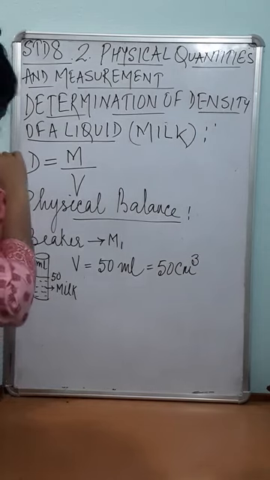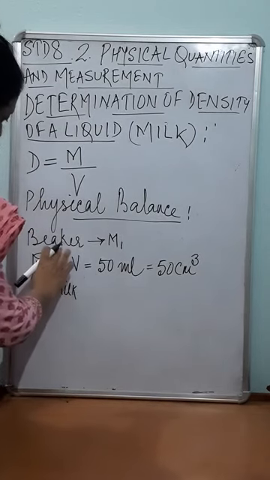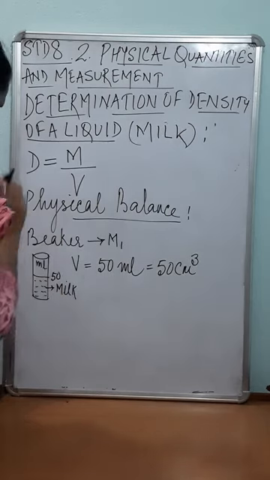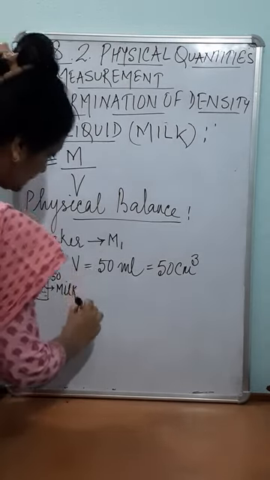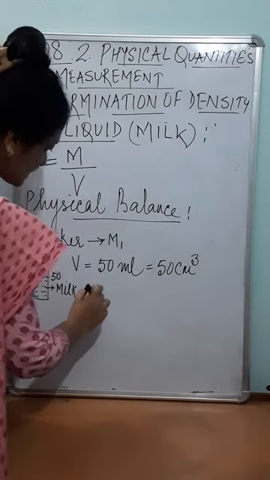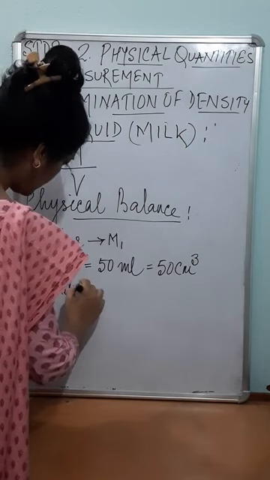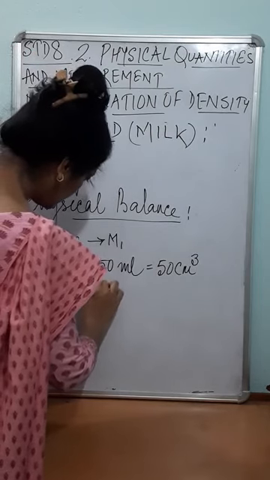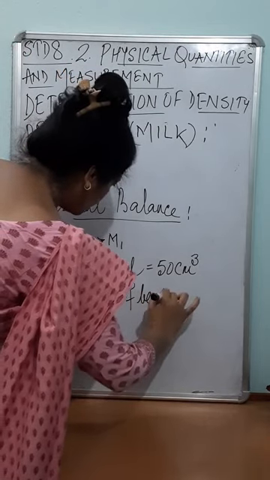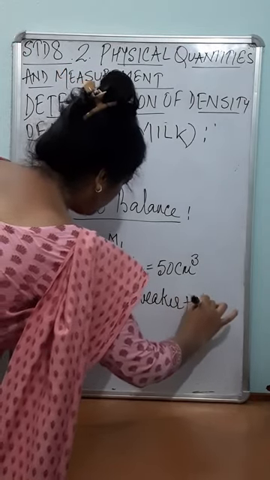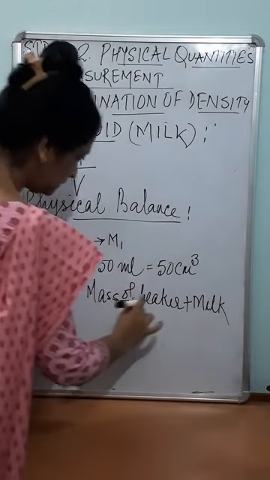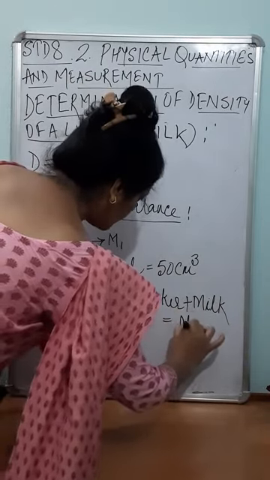Now this milk is to be poured into the beaker whose mass was taken with the help of a physical balance. When it is poured into that beaker, its mass is taken again, and let that mass of the beaker with milk, 50 ml of milk, be M2.